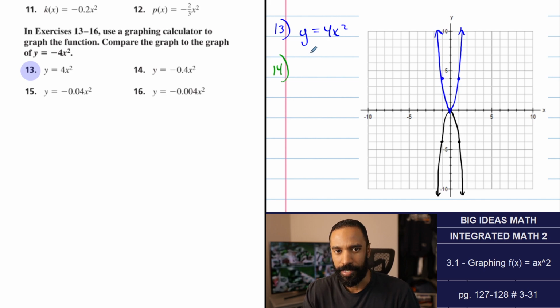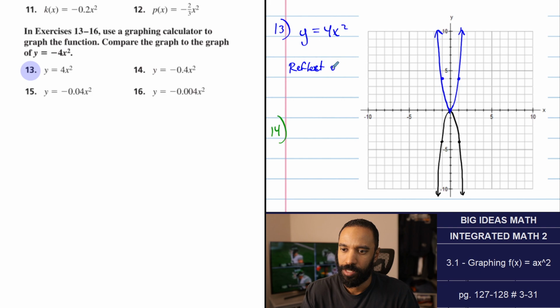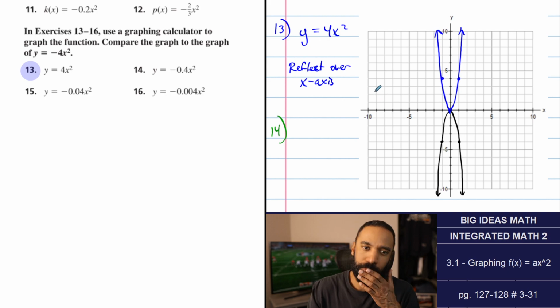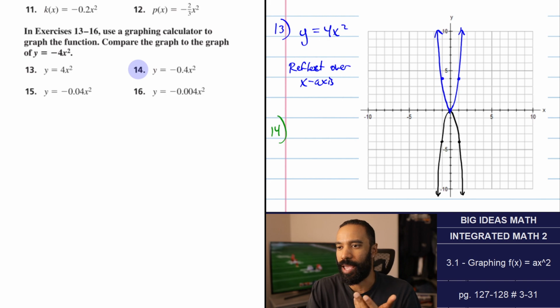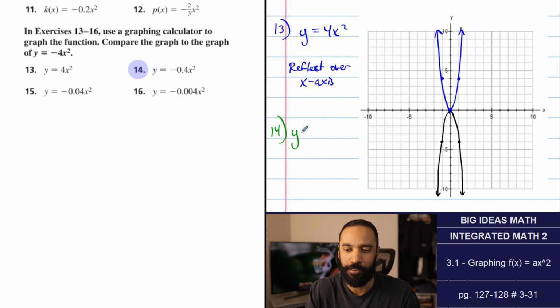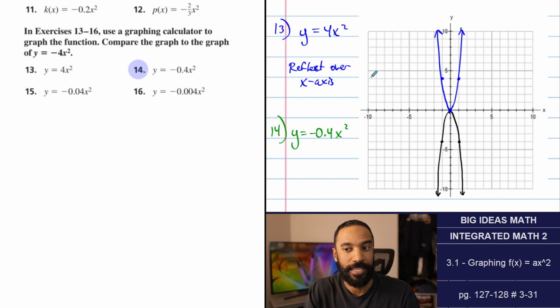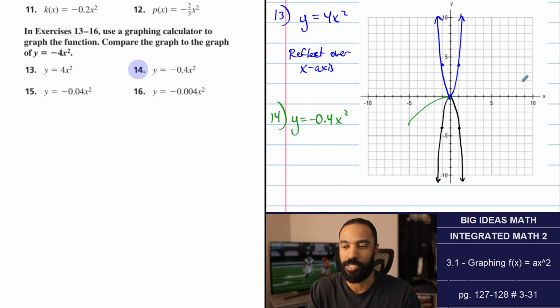And they ask you to compare it. Reflect over the x-axis. Okay, number 14. Y equals negative 0.4x squared. So what's different between negative 4x squared and negative 0.4x squared? Negative 0.4 is 10 times less than negative 4. So it's going to be 10 times less and take on that appearance.